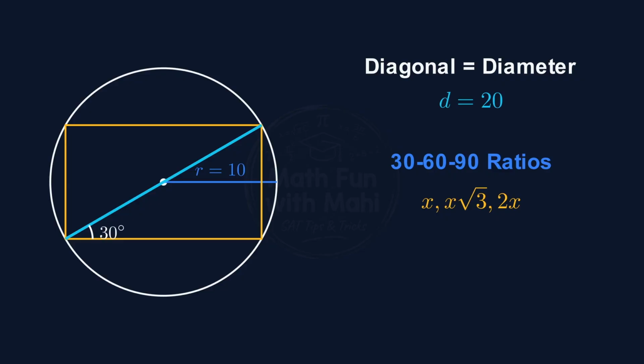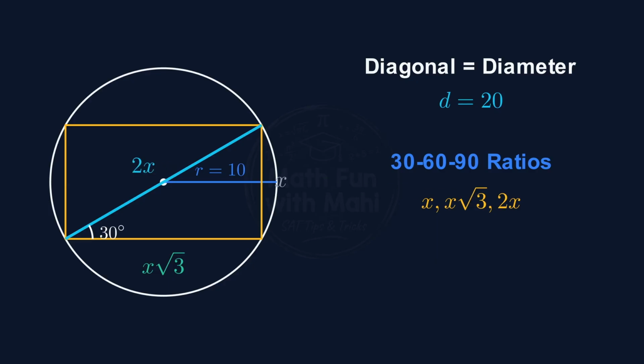Here is the ratio: x, x square root of 3, and 2x. These define the relationship between the short leg, long leg and the hypotenuse. Let's map them. First, the short side opposite our 30-degree angle. That's our height, x. Next, the longer base opposite the 60-degree angle. That is x square root of 3. And finally, the hypotenuse, which we already know is our diagonal. That represents 2x.